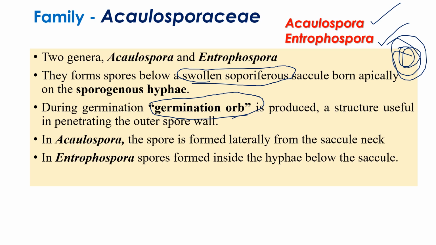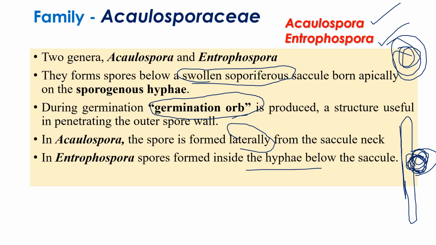In Acaulospora, the spores are formed laterally, side by side. Imagine this is the sporogenous hyphae; if it is producing the spores side by side, or lateral, that is called Acaulospora, example, inside the saccule neck. So in Acaulospora, the spores are formed at the side of the sporogenous hyphae or inside a saccule neck. When it comes to Entrophospora, they are formed inside the hyphae. Inside the hyphae itself, they are producing the spores inside the saccule.